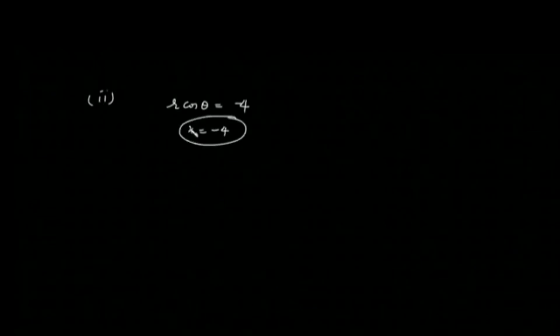Now one more example. Let's suppose r cos theta is equal to minus 4. What's the Cartesian form of this? This is x is equal to minus 4.